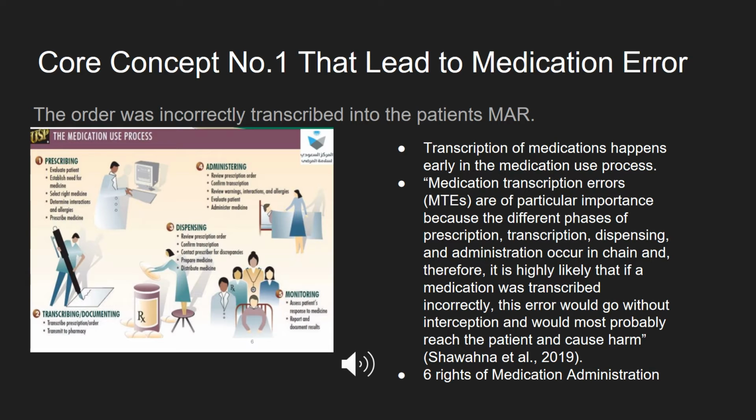This is where the 6 rights of medication administration come into play. The nurse had the right patient, the right medication, the right route, and the right time, but due to the incorrect transcription of the drug, it resulted in the wrong dosage. In this case, the dose was 10 times more than his prescribed dose called for, which unfortunately resulted in the patient's death.